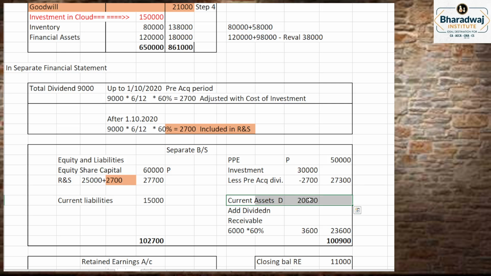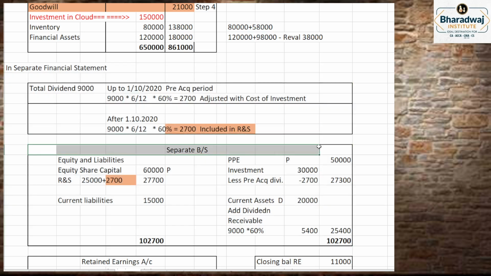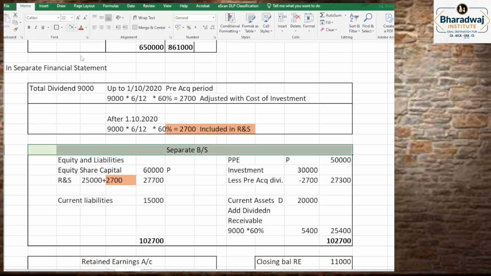Current assets. 20,000. Add dividend receivable. Total dividend receivable. 9,000 into 60% we would receive. How much? This is which one? Separate financial statement. First take it up. Then we'll go for consolidated financial statement.